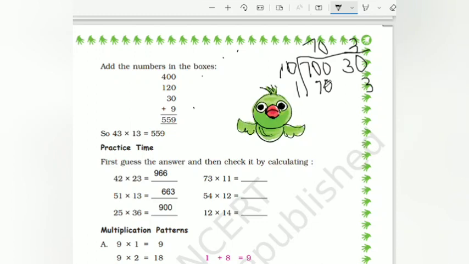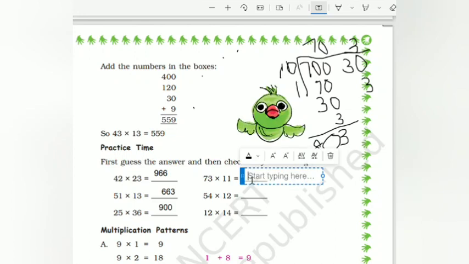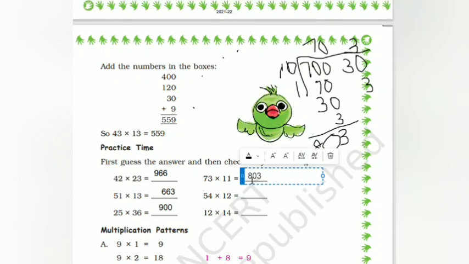Again adding everything, that is 700 plus 70 plus 30 plus 3. 0 plus 3 we get 3. 7 plus 3 is 10, 0. Balance 1. So 7 plus 1 is 8. So 803 is the answer. 803 is the answer for this.